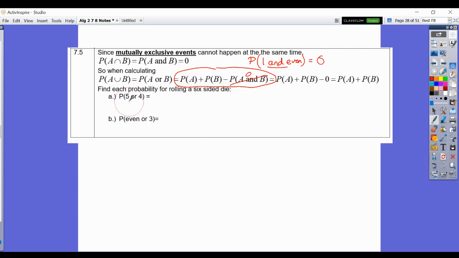So what's the probability of getting a 5? There's one way on a dice. What's the probability of getting a 4? There's only one way on a dice. And I can't get a 5 and a 4 at the same time.